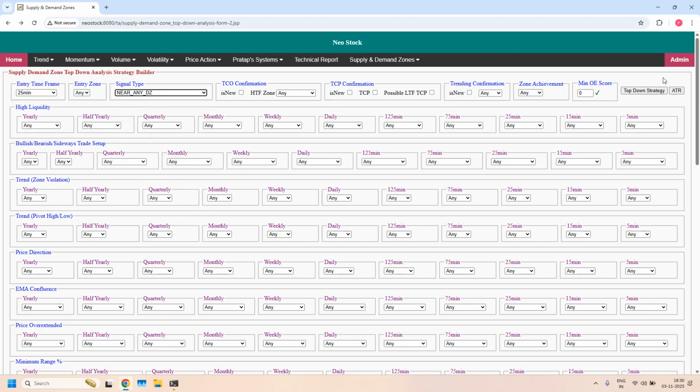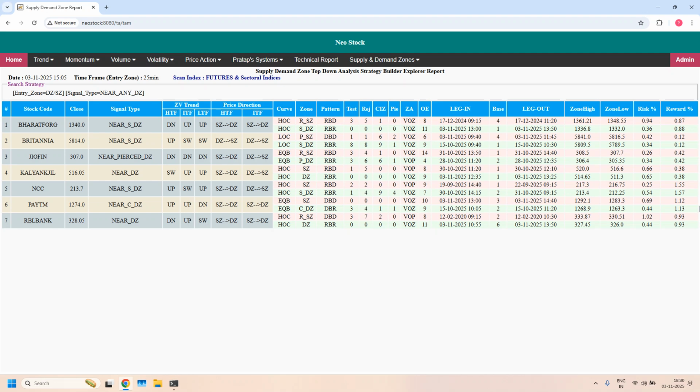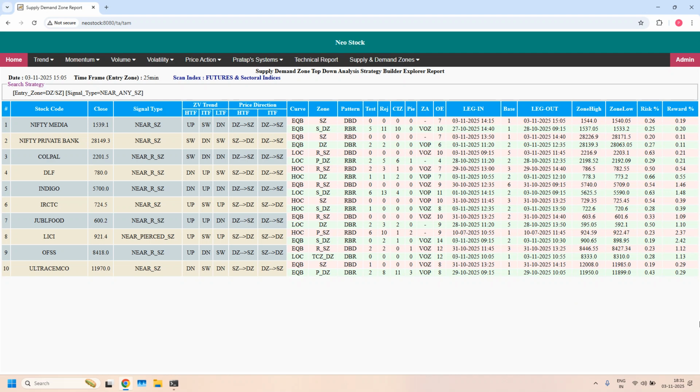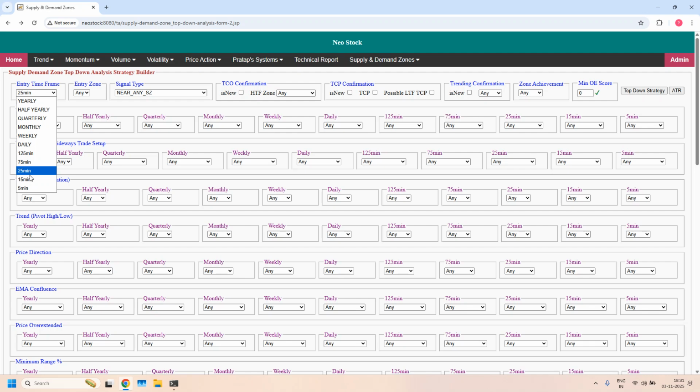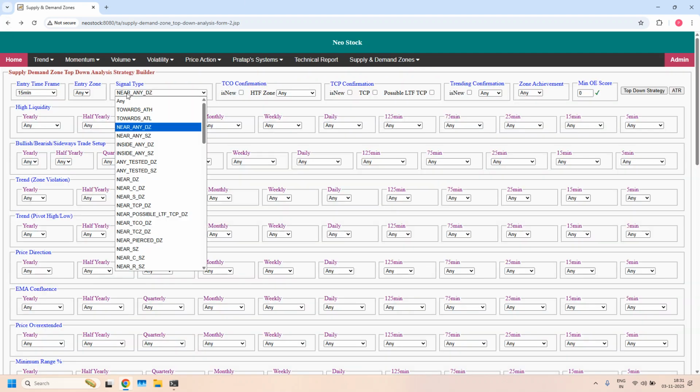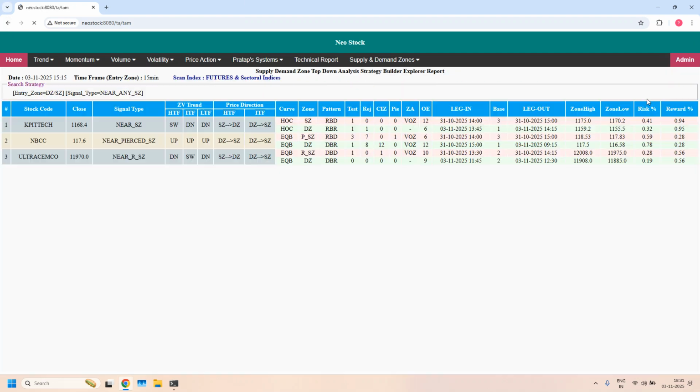Stocks near 25 minutes demand zone, we got 7 stocks. Next, stocks near to the 25 minute supply zone, we got 10 stocks. Next time frame is 15 minutes. Stocks near 15 minutes demand zone, we got 6 stocks. Next, stocks near to the 15 minute supply zone, we got 3 stocks.